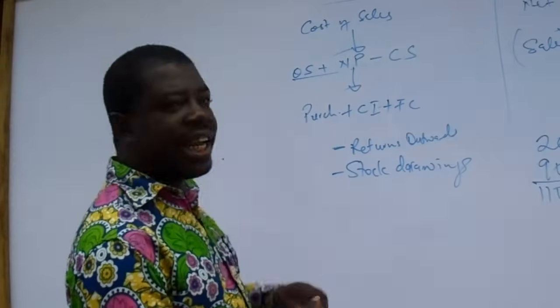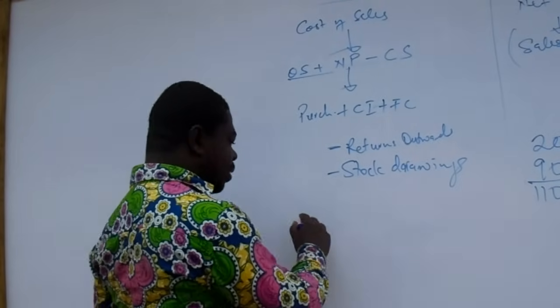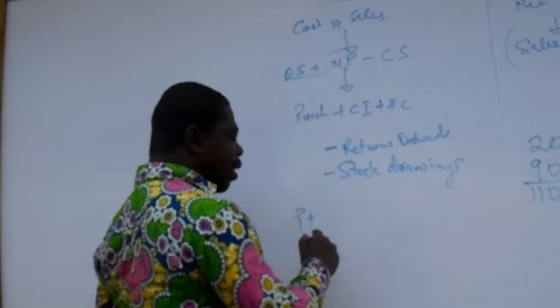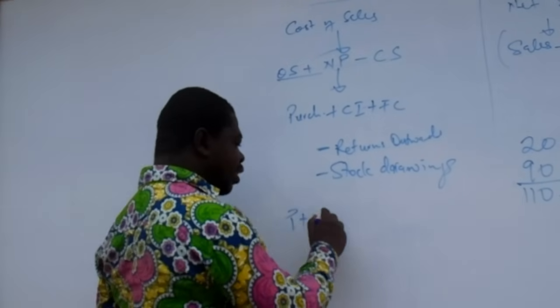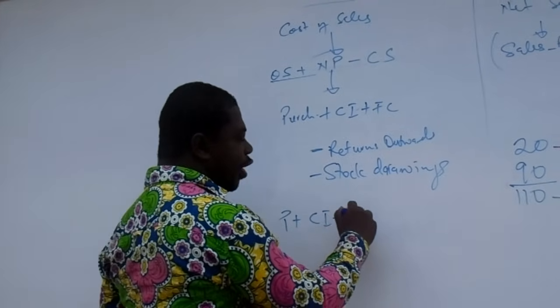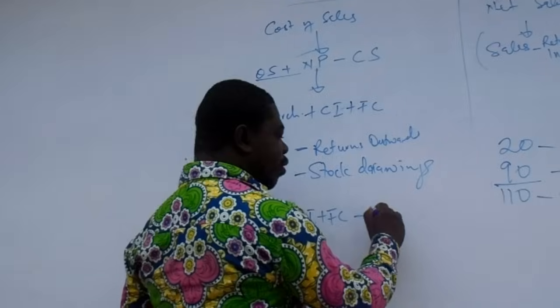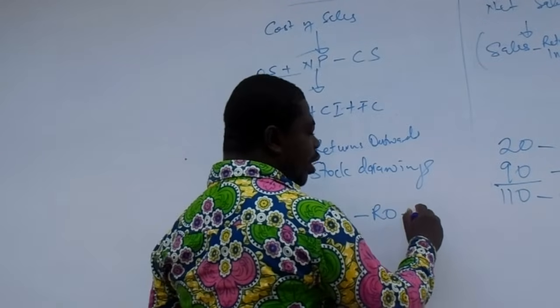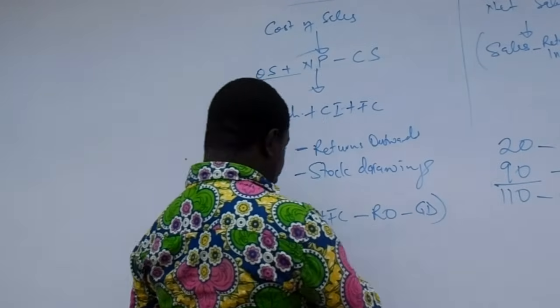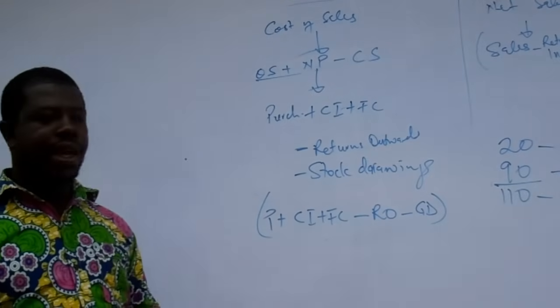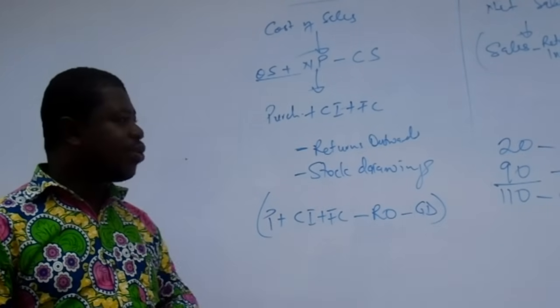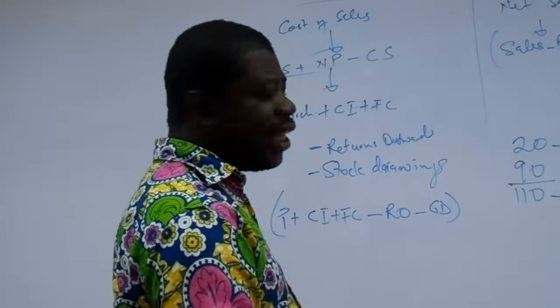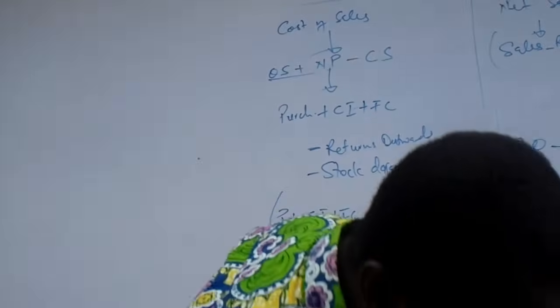So when we talk about the net purchases, it is basically your purchases plus any direct expense on purchases, which is carriage inwards or freight charges. Then you take out the returns outwards, and then you also take out the goods drawings or your stock drawings. And this is the net purchases that we are talking about. And so in all, this is what I mean by what I'm saying.